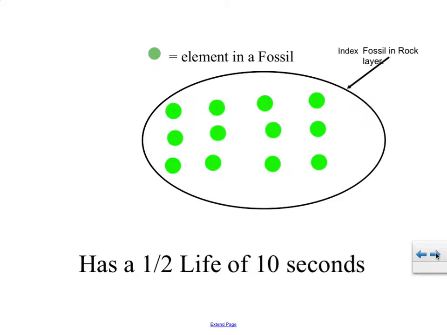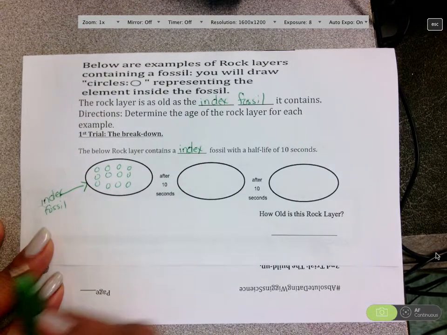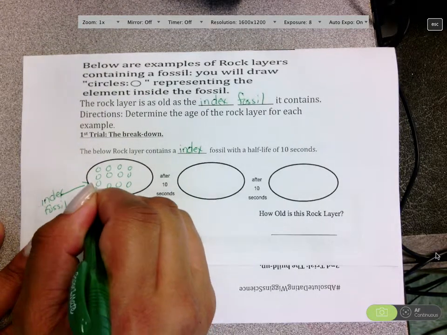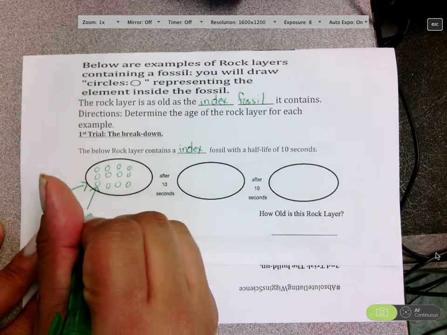We're going to draw the circles to represent our elements. How many circles are we drawing? 12. Draw 12 circles. Like so. Those circles represent elements. Pieces of the element.